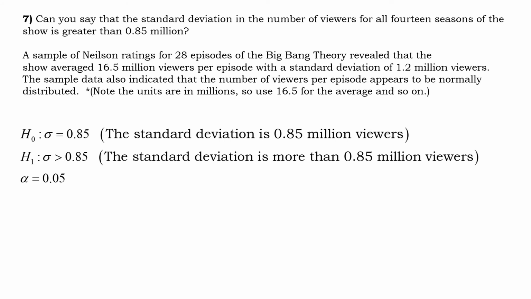We're going to use the same data we tested the mean with in example 6. Okay, so we have a sample of 28 episodes. We know X bar is 16.5 and S is 1.2. I know those are X bar and S and not mu and sigma because they are for the sample of 28 episodes, not for the entirety of all the episodes of all 14 seasons. Again, we're assuming that the number of viewers are normally distributed.